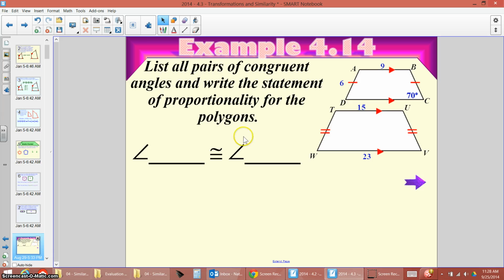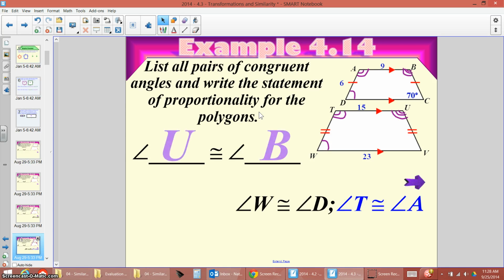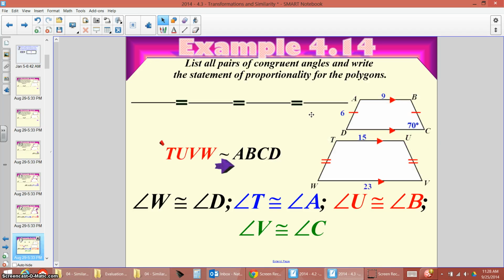Okay, example 4.14. In your notes, list all pairs of congruent angles and write the statement of proportionality for the polygon. Well, let's start with the angles because those are easy to match up. We say that D and W match up, A and T match up, B and U, and C and V. Now at this point, I notice that angle C is 70 and angle V equals that, so I know angle V is also 70. But we'll talk about that in a bit.